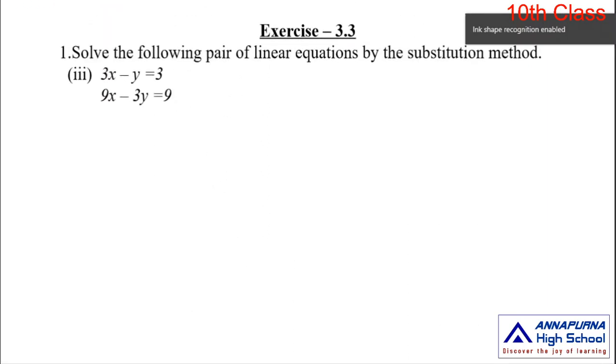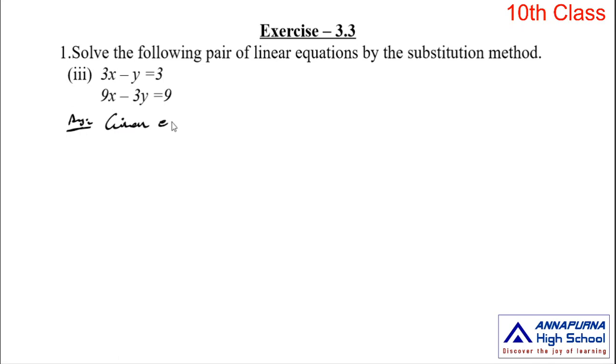And when you come to the third pair, here the third pair is 3x minus y is equal to 3 and 9x minus 3y is equal to 9. Now we solve these two equations by the substitution method. Okay, first we write down the two equations. Given equations, 3x minus y is equal to 3 and 9x minus 3y is equal to 9. This is the first equation and this is the second equation.